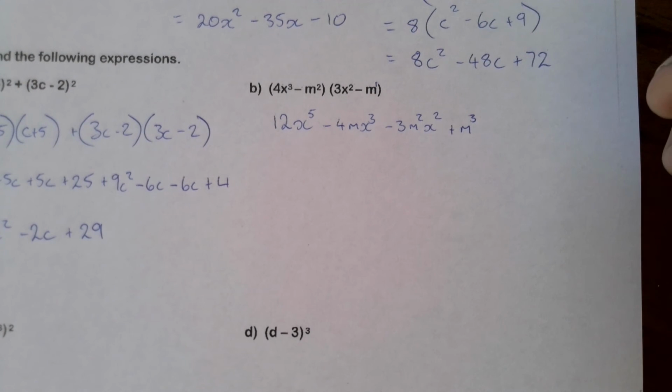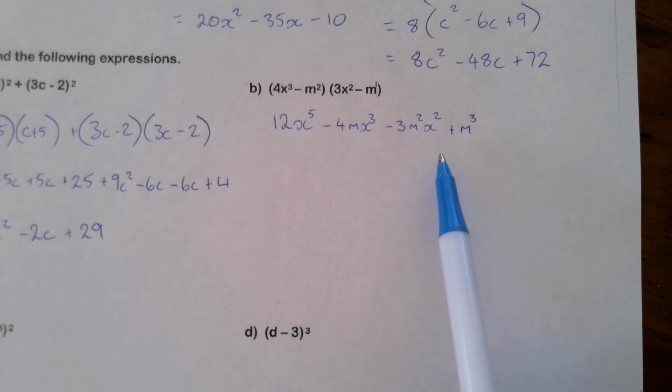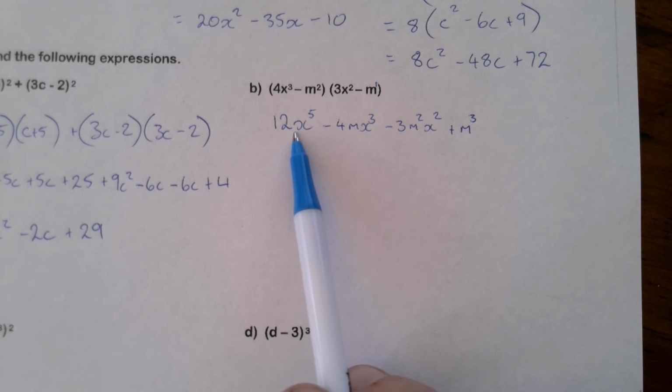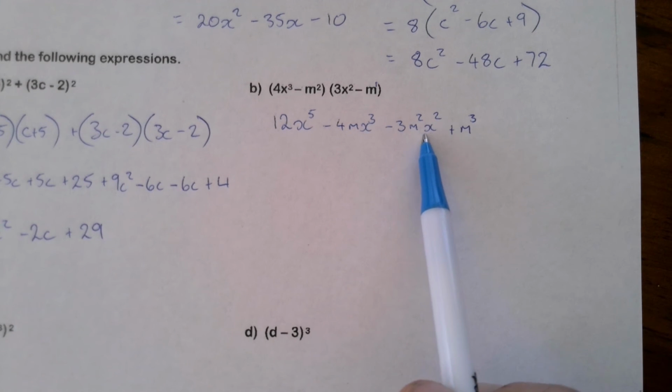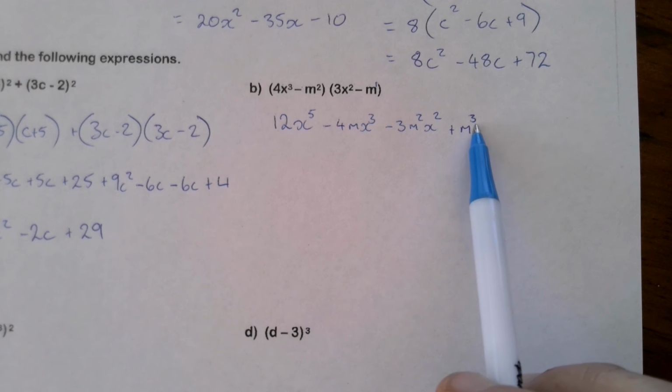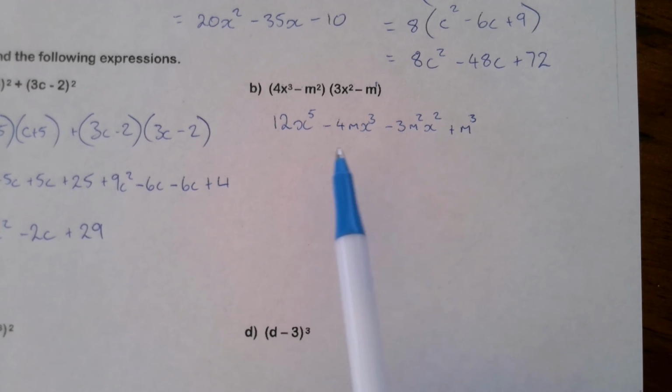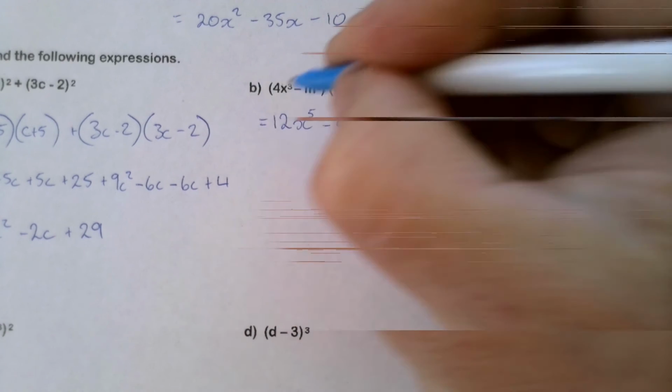Okay, and now if you can, you go through and collect like terms, but none of these are like terms. It has to be exactly the same combination of letters with identical indices. So this is expanded.